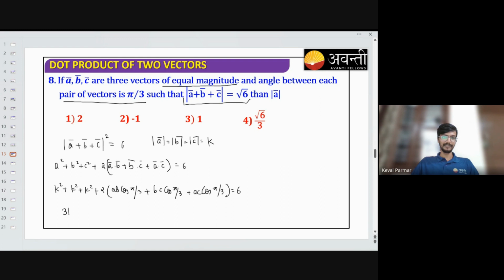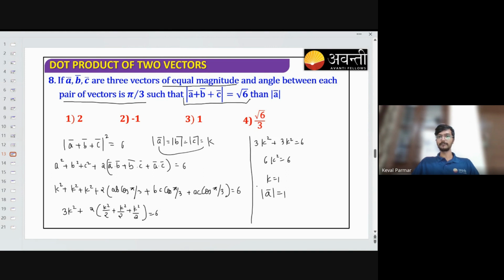So therefore this will be 3k square plus 2 into, cos 60 is half and A and B are k, so k square by 2 plus k square by 2 plus k square by 2 is equal to 6. So that means 3k square plus 3k square is equal to 6. So 6k square is equal to 6, so k is equal to 1. And what was k? It was the magnitude of A, which is equal to 1. That means the answer is option 3. Correct, guys? Let's see the next question.